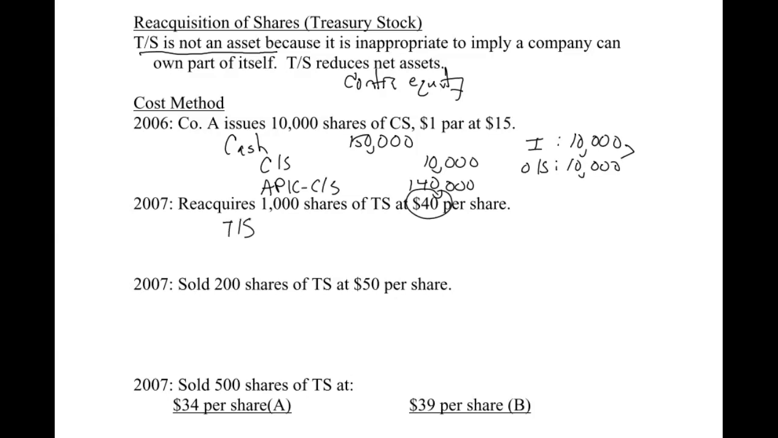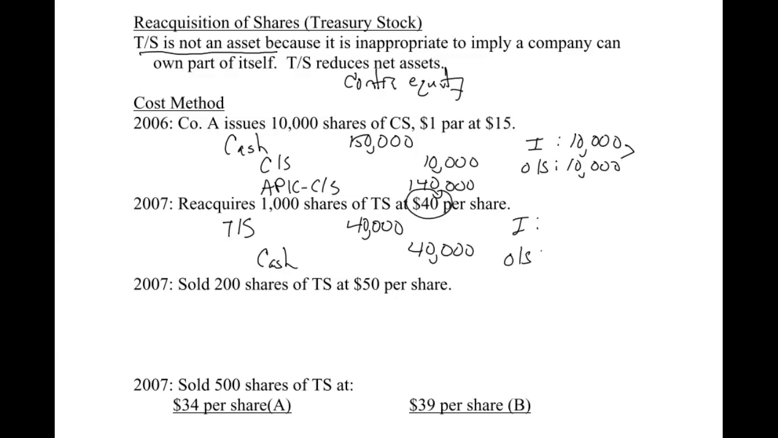So we're debiting treasury stock. And remember, we debit treasury stock not because it's an asset, but because it's a contra equity account. We bought 1,000 shares at 40, so that is 40,000. And we're just paying cash, so it's 40,000. Notice I don't do anything with my common stock account. We leave that alone for the time being.